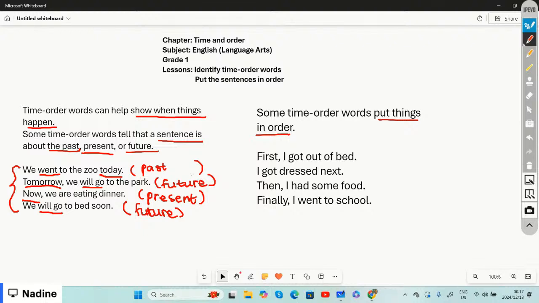So they would use words like, first I get out of bed. So first is our time order word. First we get out of bed. Then it says, I got dressed next. So what did you do after you got out of bed? I got dressed. Next is our time order word. That shows after getting out of bed, you got dressed.